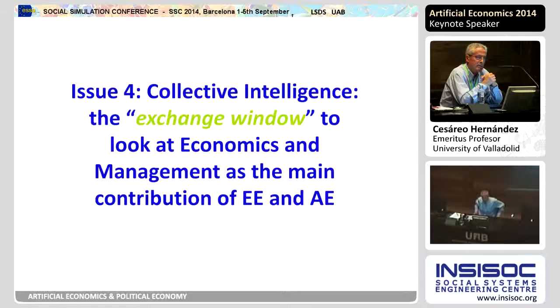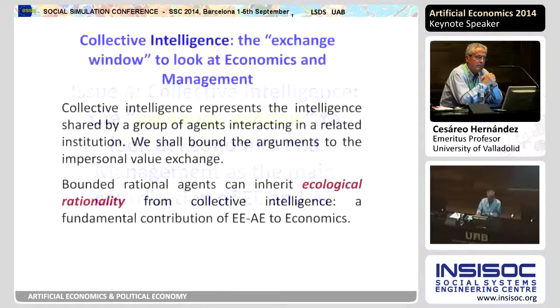the collective intelligence, that's to say what I call the exchange window, to look at economics and management, not only to economics, but look at management as the main contribution of experimental economics and artificial economics. Collective intelligence represents the intelligence shared by a group of agents interacting in a related institution. We shall bound the arguments that follow to the impersonal value exchange.